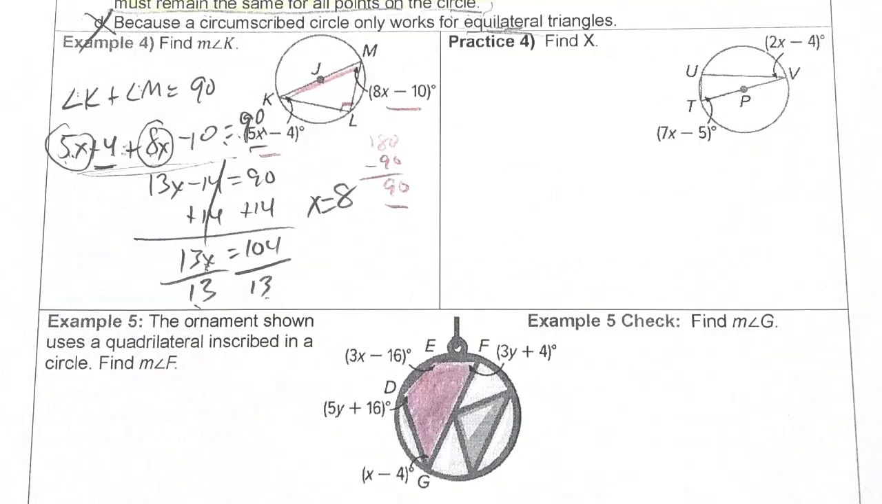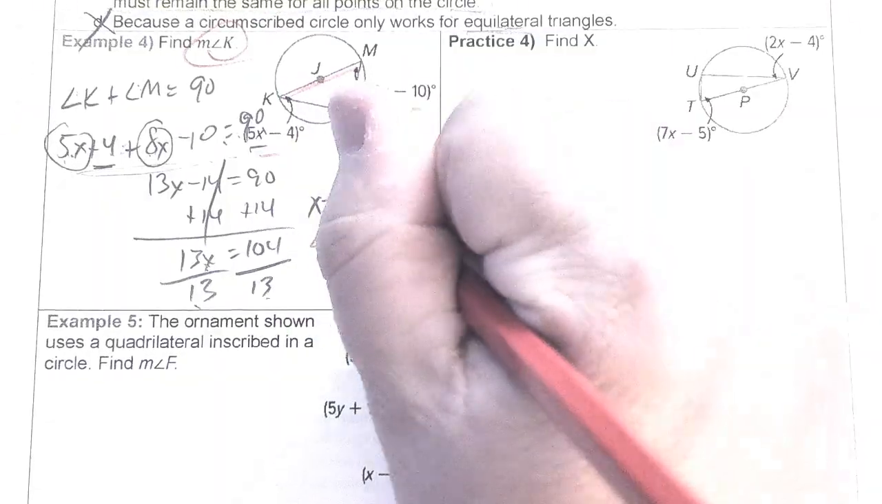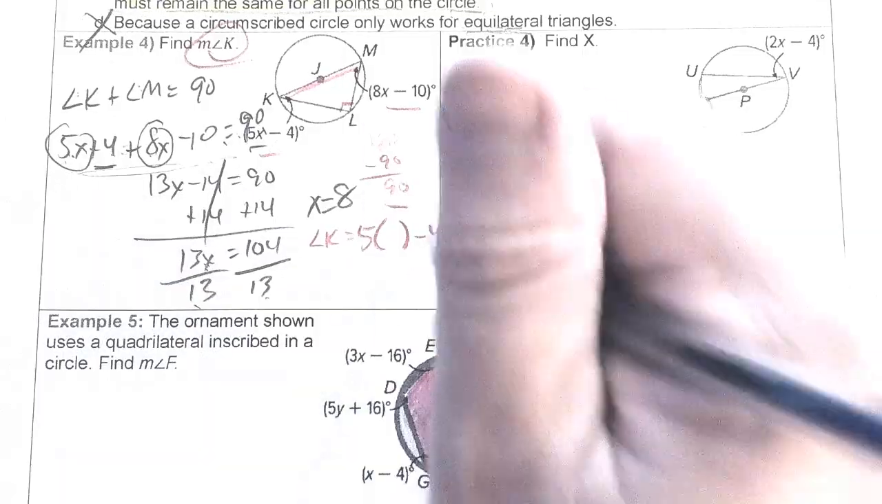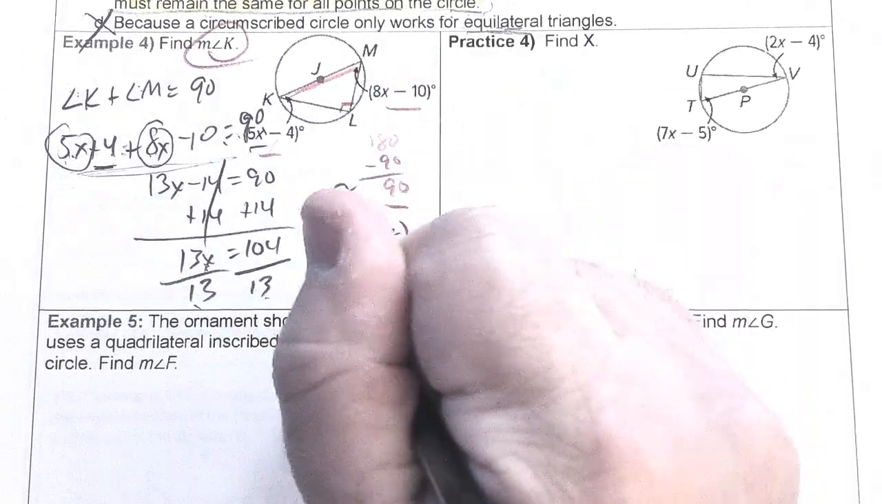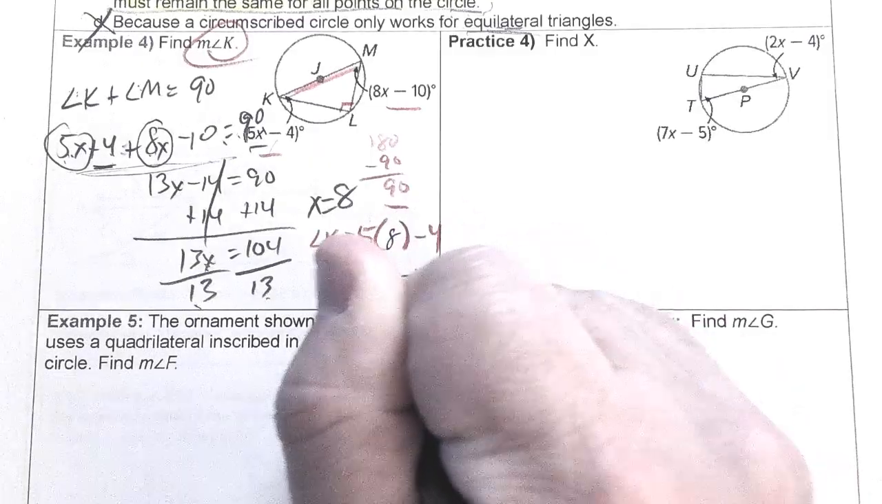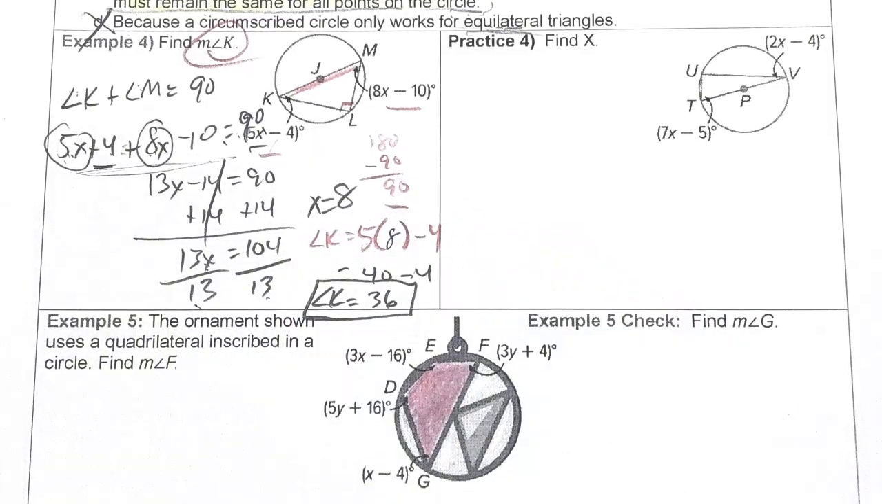Okay, so let's go down here. They wanted angle K. Angle K equals 5 times x minus 4. So x was 8. I'm just going to finish this off. 5 times 8 is 40. Minus 4, 40 minus 4 is 36. So angle K is 36 degrees.